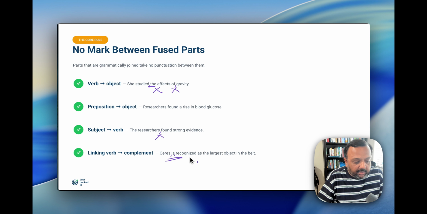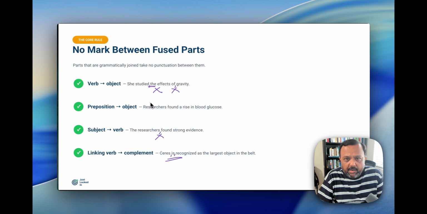Okay, Ceres is recognized as the largest object in the belt. Okay, so this is all one contiguous sentence without any punctuation. Again, some of these examples you may see that this is all obvious, you don't have to tell me. Yes, that is true, it's obvious, but when you have situations like this in long sentences, this may become non-obvious, and therefore just keep this in mind. Okay, if you remember these technically, then you won't make any mistake.